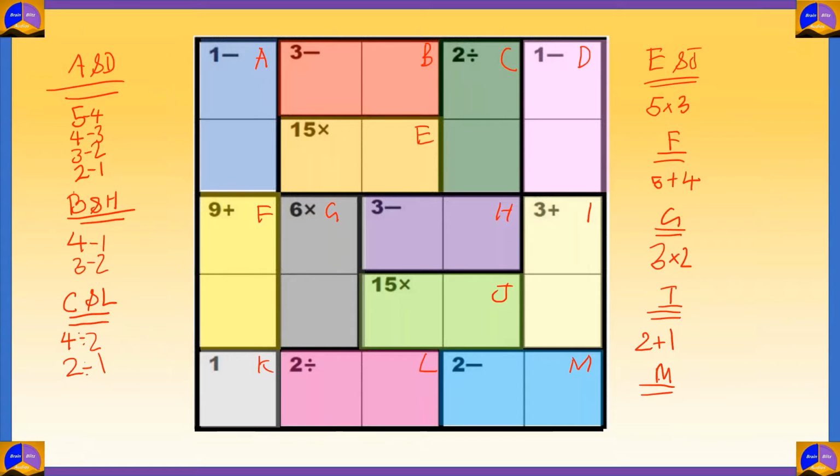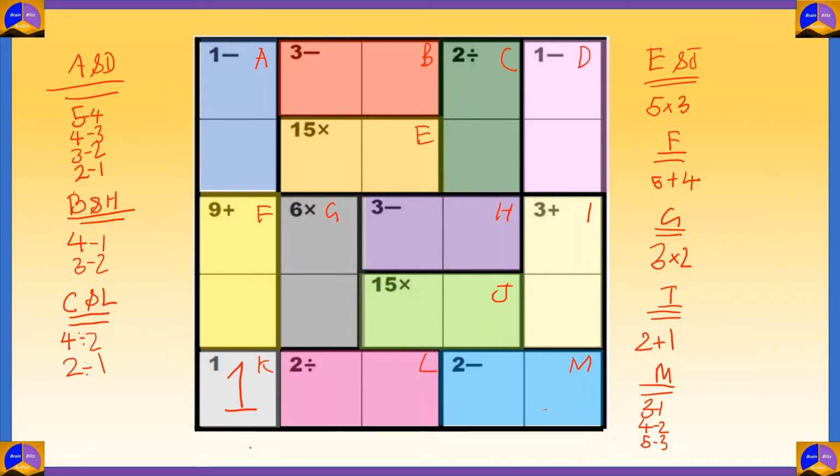Now for cage M, there are two cells and the operation is subtraction. After subtracting, our result must be 2. So the options are 3 minus 1, 4 minus 2, and 5 minus 3. Now let's look at cage K. Cage K is a special cage known as a freebie cage, and in this cage one number will be given and you only have to write down the number given, which in this case is 1. So we write down a 1 over here.